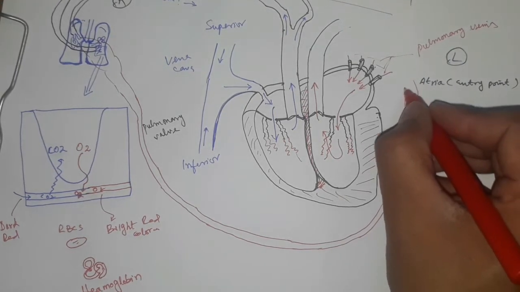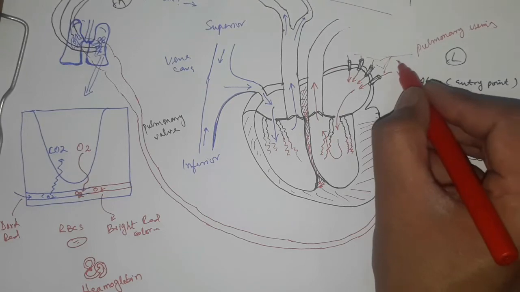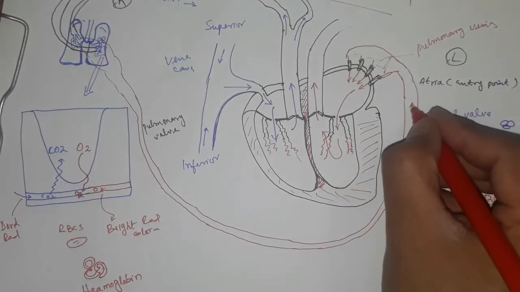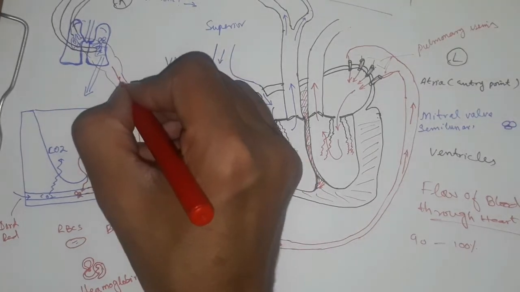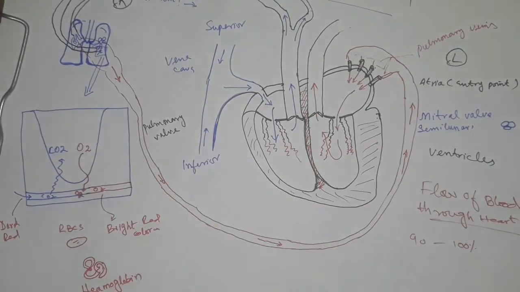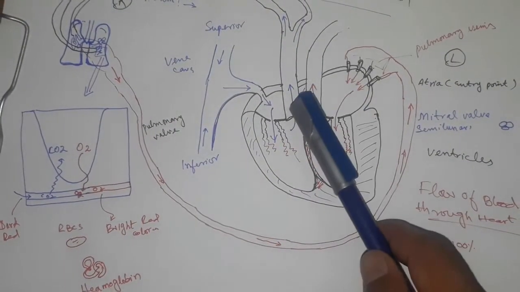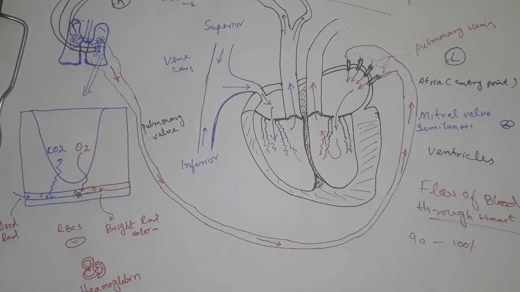I will draw a single vein. This is the pulmonary vein that carries oxygenated blood into the left atrium of the heart. This flow of blood from the right ventricle into the lungs and from the lungs to the left atrium is called the pulmonary circulation.